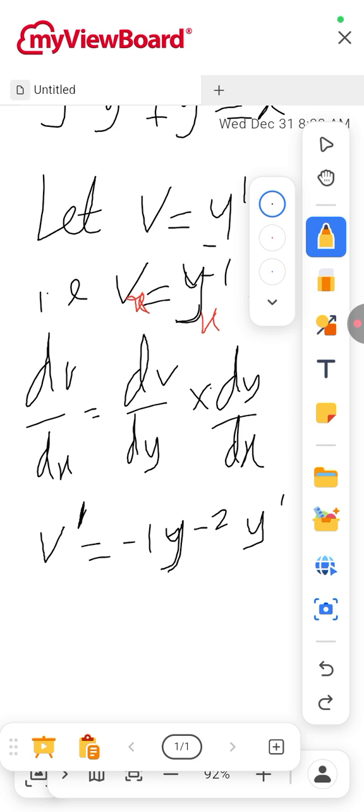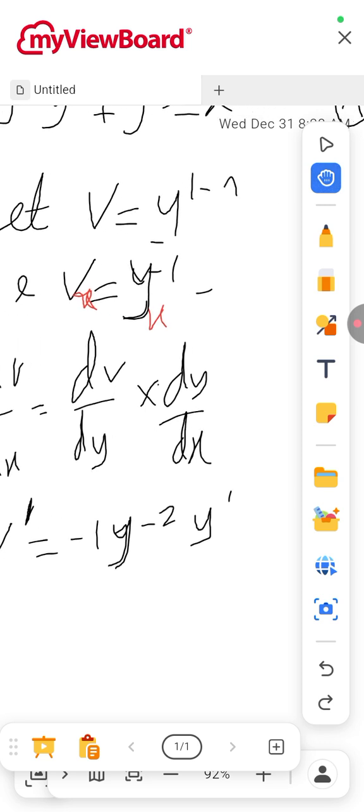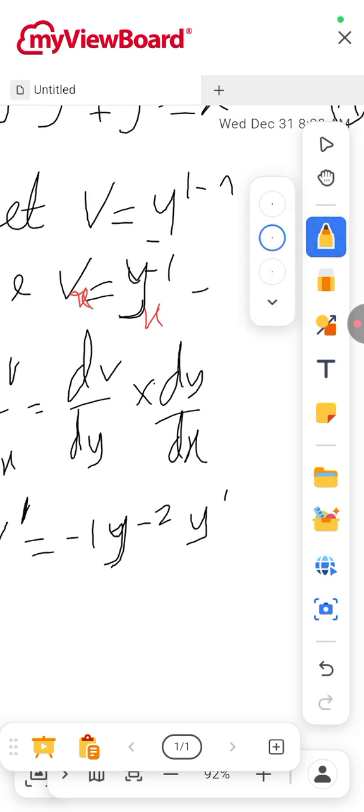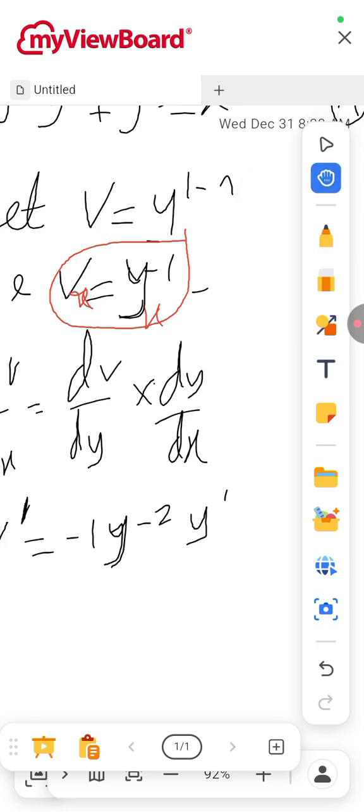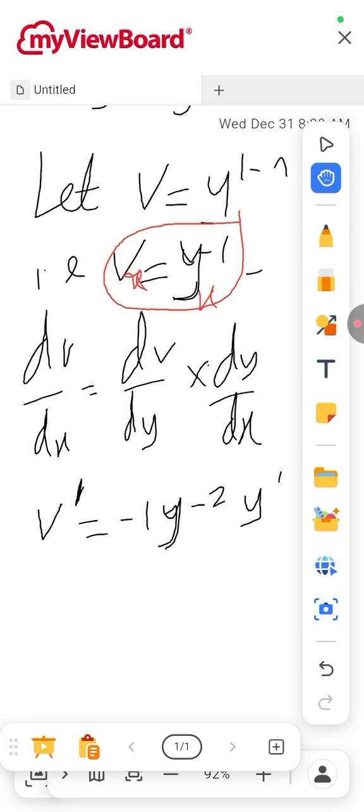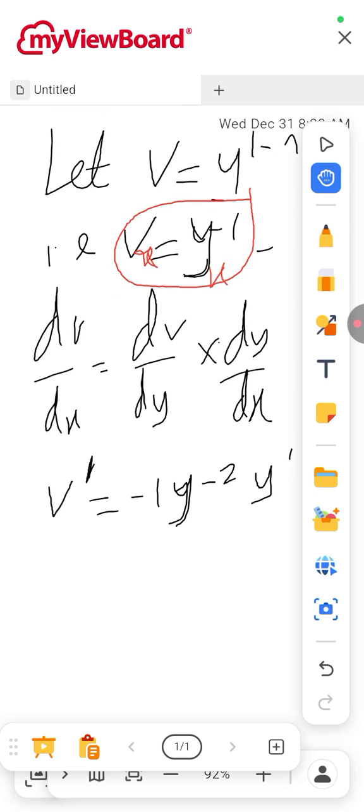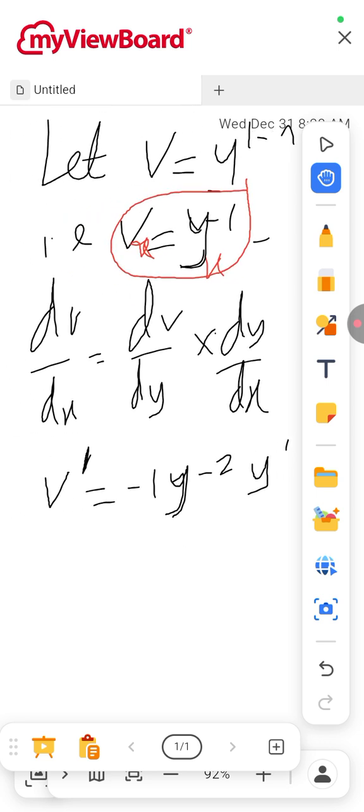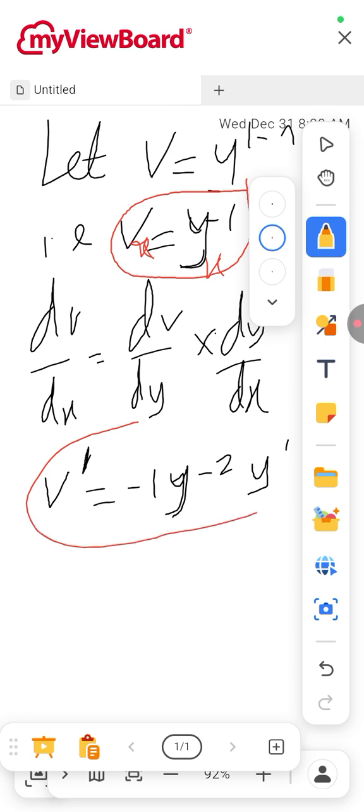Okay, now the first thing I will substitute is this v. You know, I said v equals y raised to power minus 1. So this one. Then the second thing I will substitute is this v prime, this v dx. Yes, so that's the second thing I will substitute.